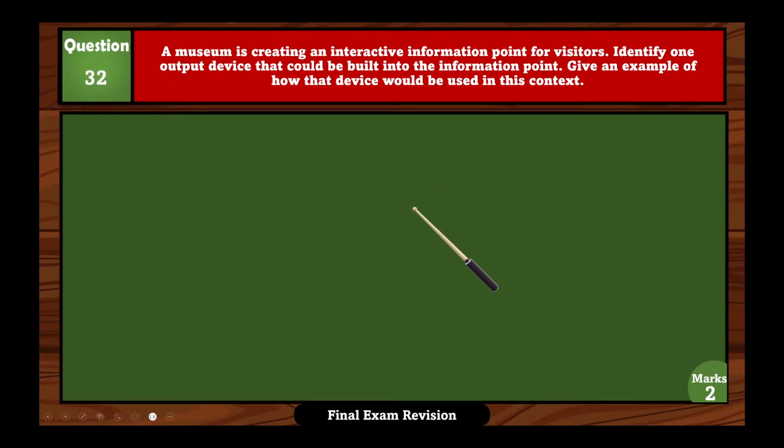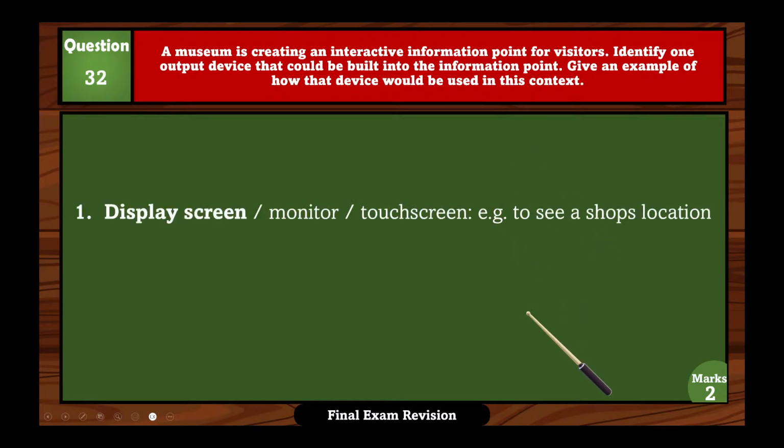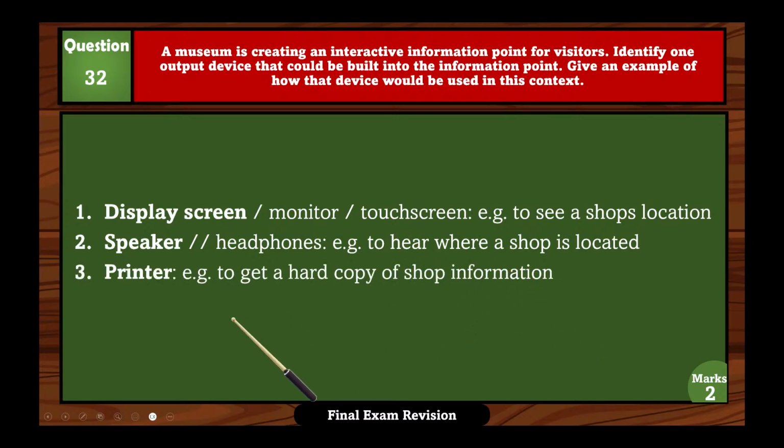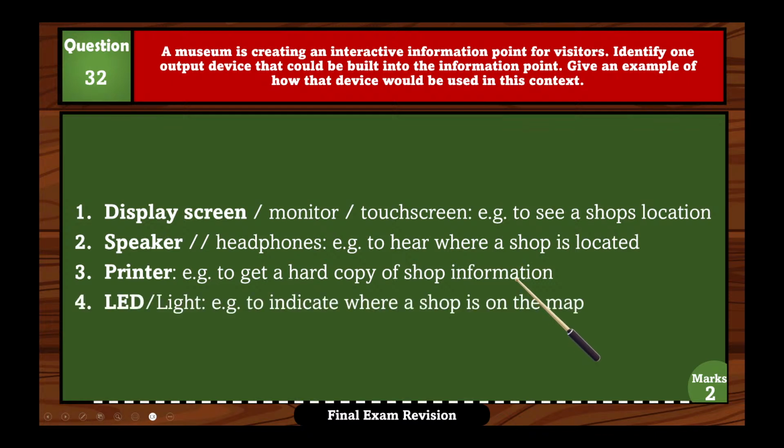Question 32. A museum is creating an interactive information point for visitors. Identify one output device that could be built into the information point. Give an example of how that device would be used in this context. So for example, a display screen, monitor or touch screen could be used to see a shop location. A speaker or a headphone could be used to hear where a shop is located. A printer, for example, to get a hard copy of shop information. An LED light, for example, to indicate where a shop is on the map.